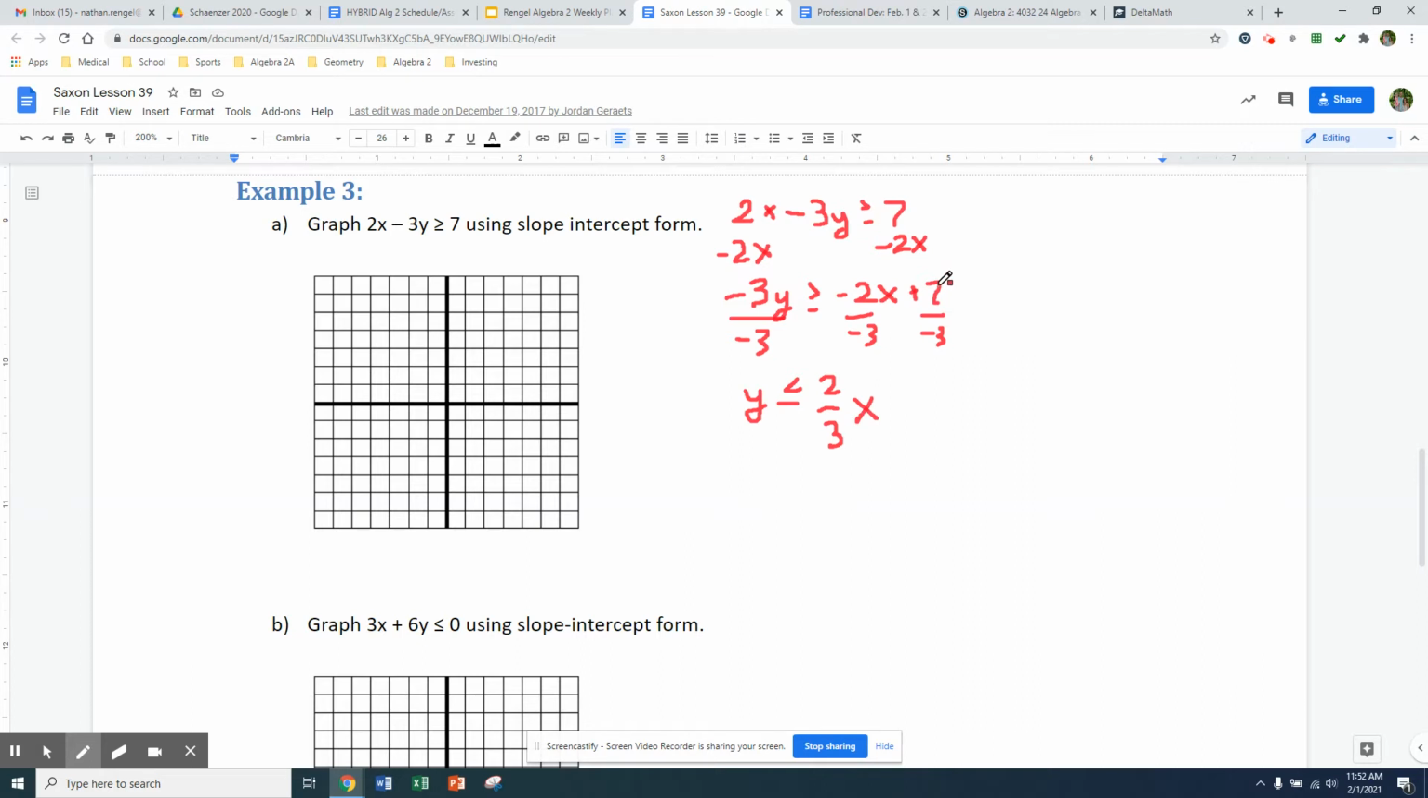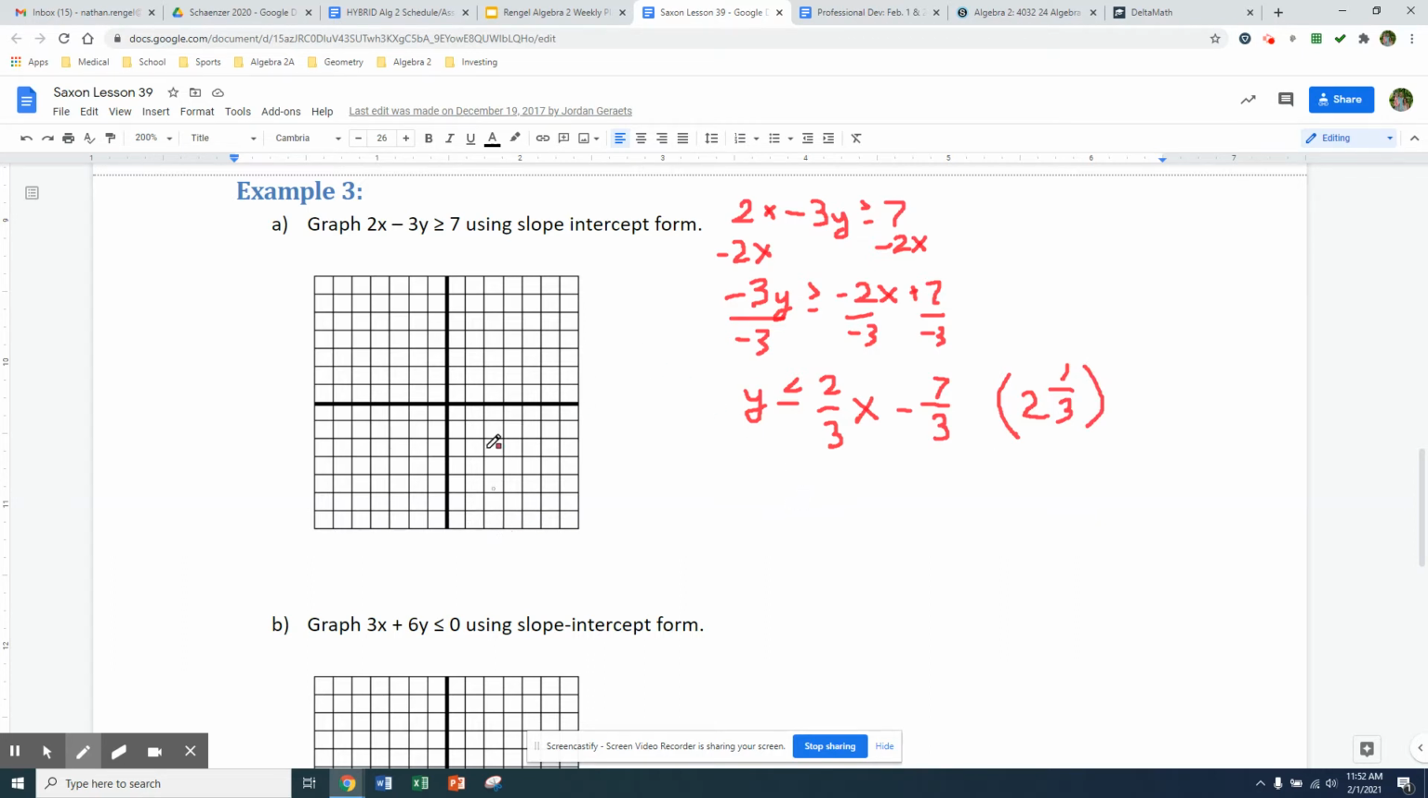And then a 7 over -3 would be -7/3. So there's going to be our problem. And you may want to put this one into a mixed number. That would be 2 1/3. So 7/3, 3 goes into 7 twice with 1 left over.